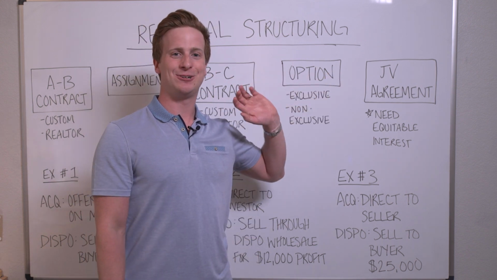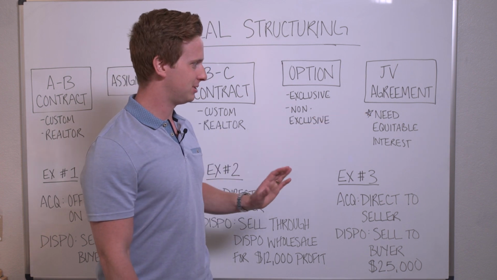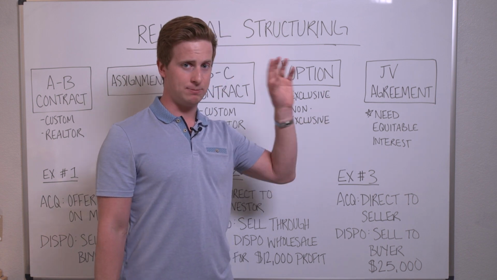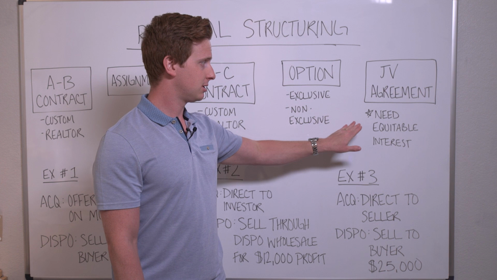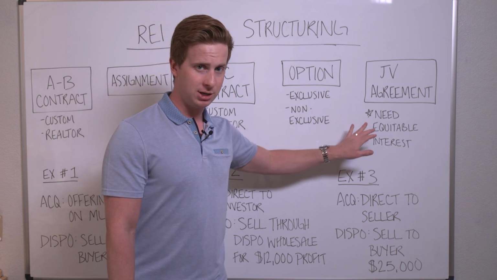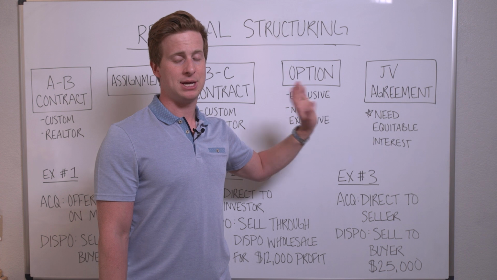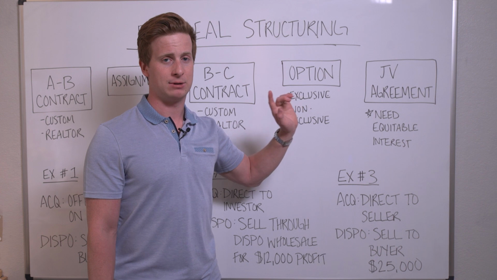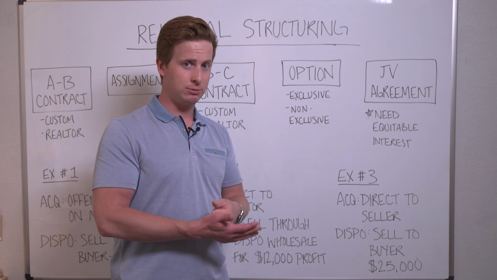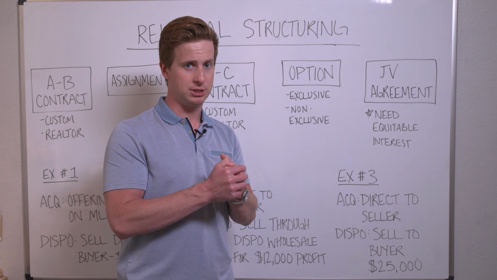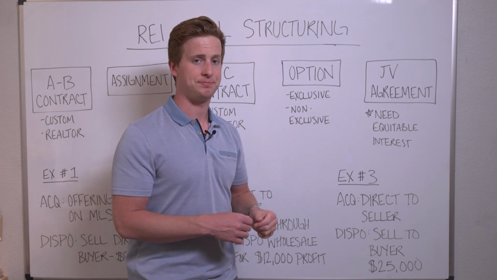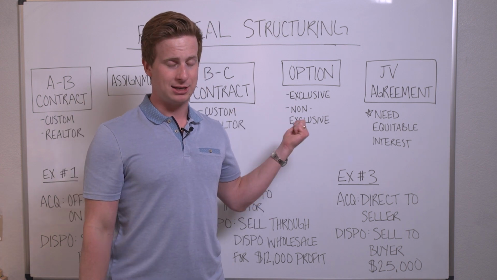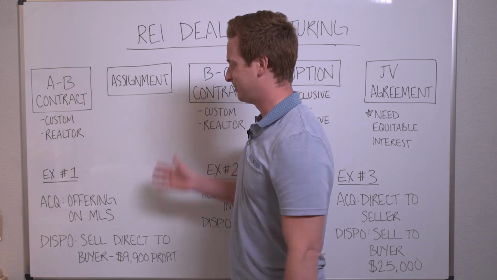So these come in all shapes and sizes. I've seen a number of different ways these have been written. The biggest thing here is you need to make sure you're getting equitable interest, which means you have the ability to purchase the contract. If this is just a glorified marketing agreement that says you can market the property and we'll split profit if you sell it, that does not give you equitable interest, and you'd have to be licensed in order to practice real estate underneath that, right? So you want to make sure your JV agreement gives you equitable interest, and the way you get that is you have the right to purchase, right? They're giving you the right to purchase in your JV agreement. Cool. So those are our tools: A to B contract, assignment, B2C contract, options, exclusive and non-exclusive, and JV agreements, right? Let's look at some examples.